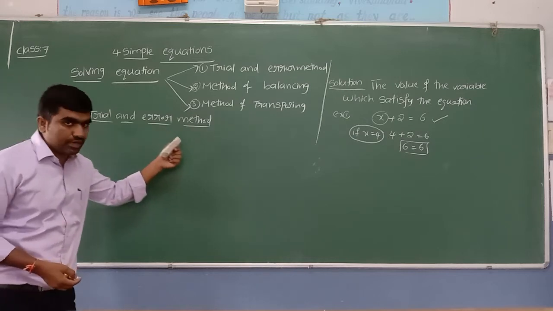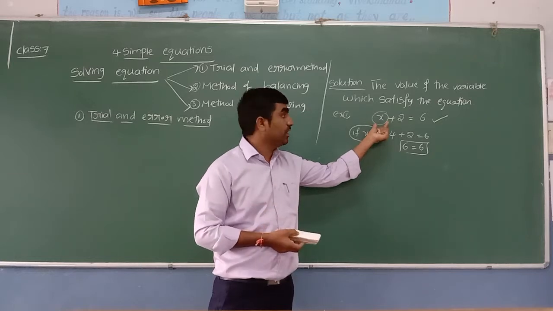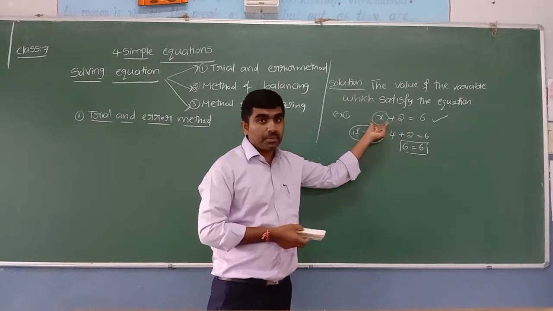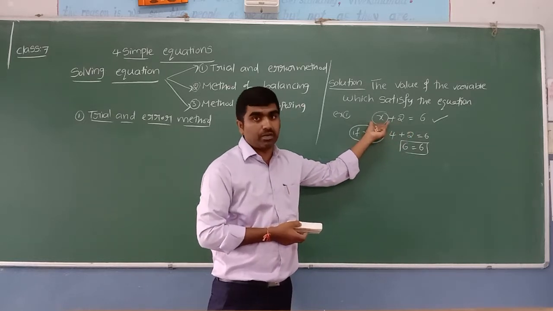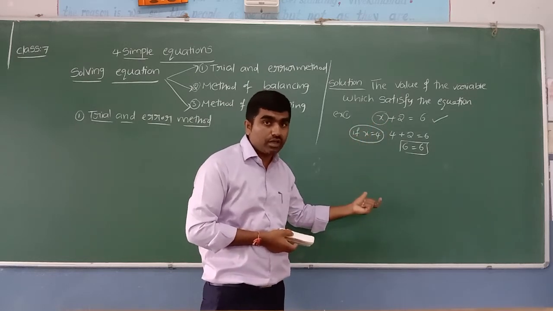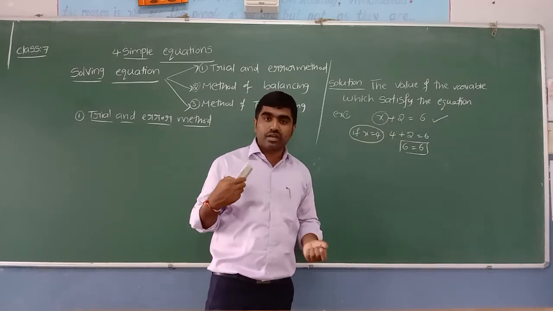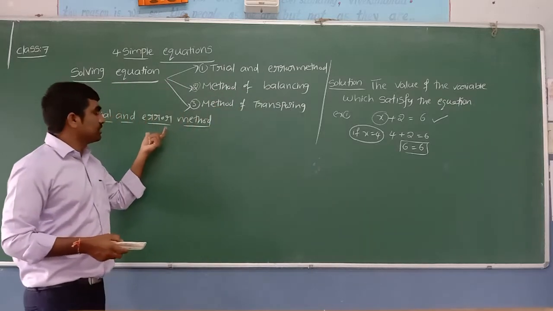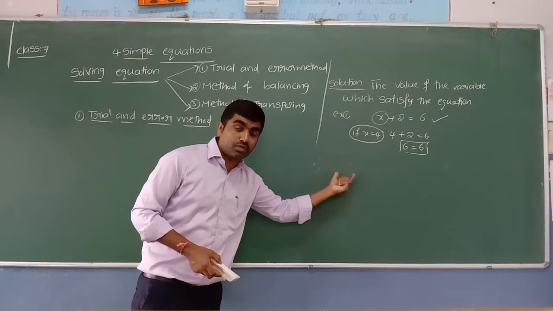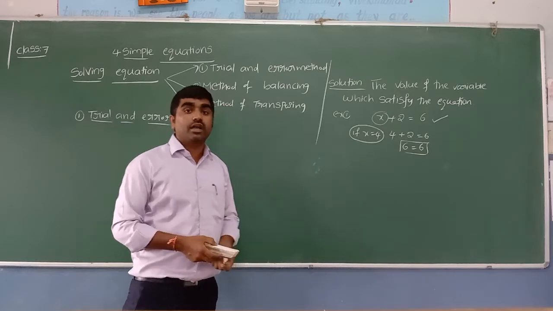See, trial and error method is nothing but we are going to find the value of the variable. I mean, we are going to find the solution of the simple equation. How can we find the solution? By substituting different values of the variable. We can substitute x is equal to 1, x is equal to 2, x is equal to 3. Like that, by substituting different values of the variable, we can solve the equations by using this trial and error method. We have to substitute the values of the variable until LHS and RHS are both equal.